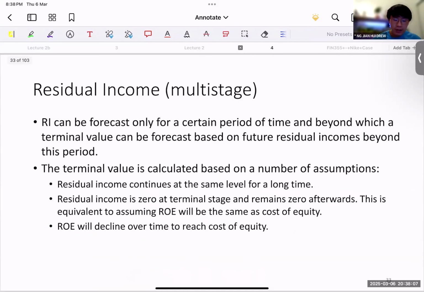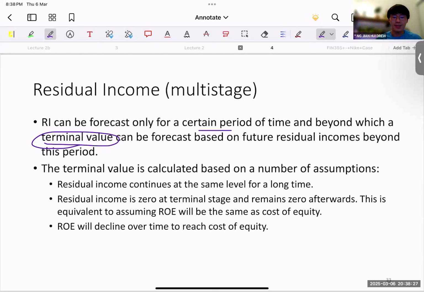Okay, so for residual income, there are multiple stages. You can do the same thing, single stage, double stage. So residual income can be forecast only for certain periods, beyond which you will look at the terminal value. So your terminal value of your residual income, the same thing.